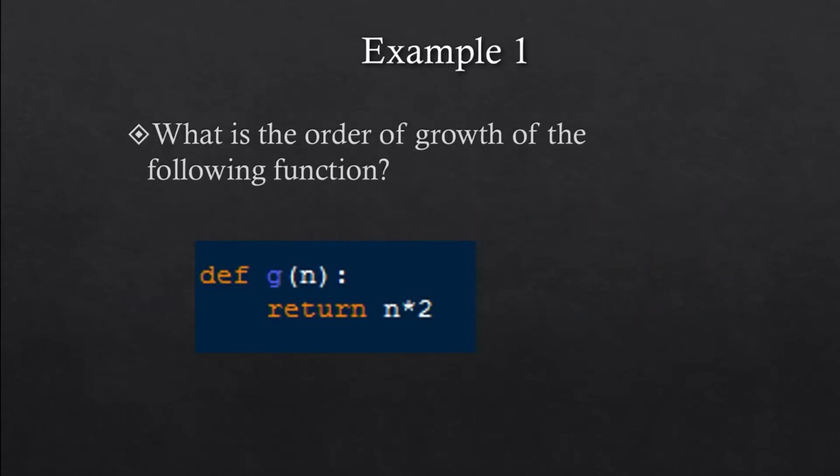Let's look at the order of growth of this function. Right now I have this function g, which returns n square. You notice that no matter what value of n you use, it will just run one time.